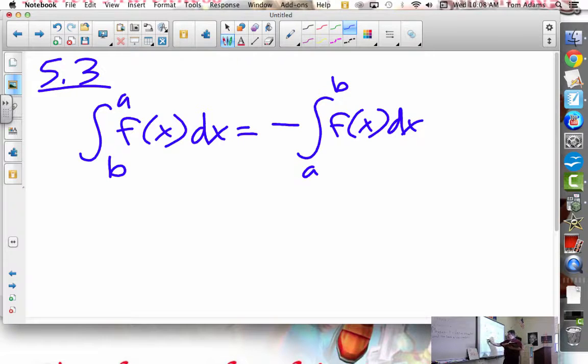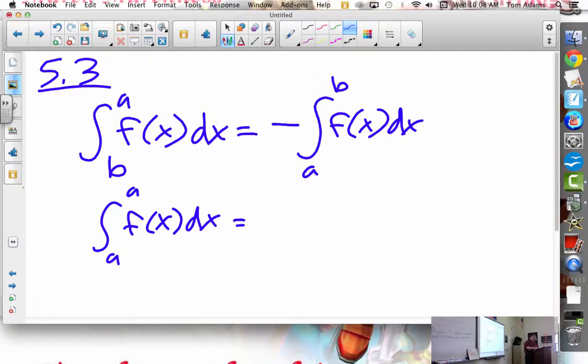All right, so hey, what do you think this is? I'm going to evaluate f of x with respect to x from A to A. What do you think that is? Think of a graph. What do you think that is? 1? No? 0. Yeah, it'd be 0, right?